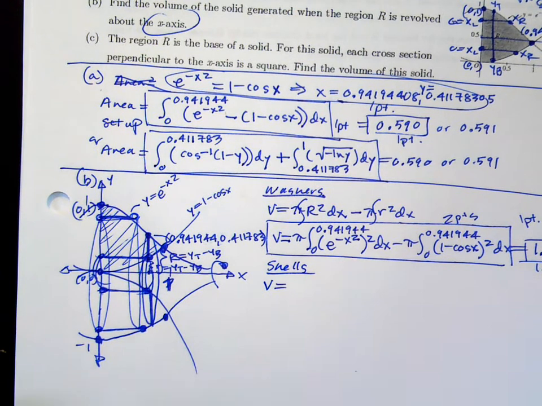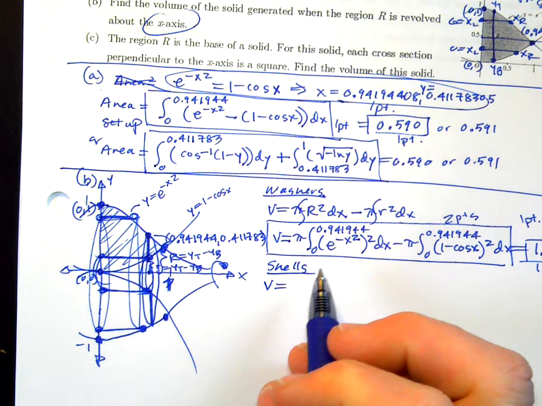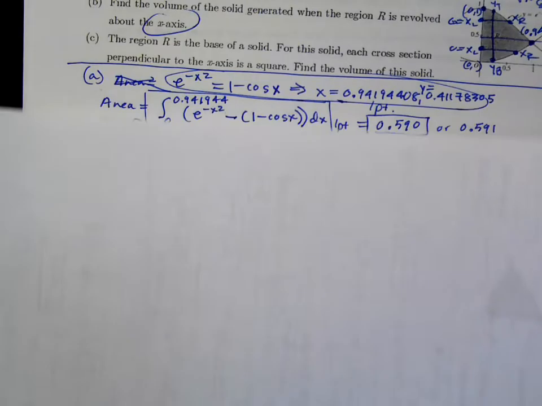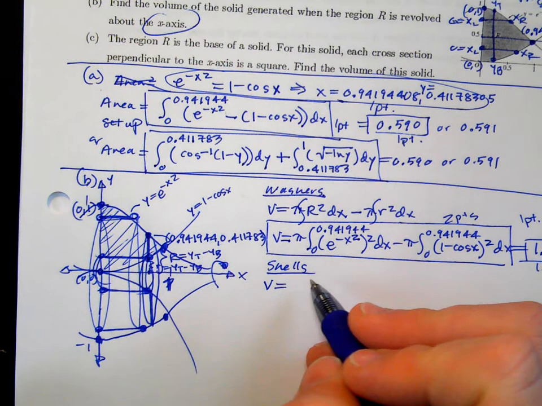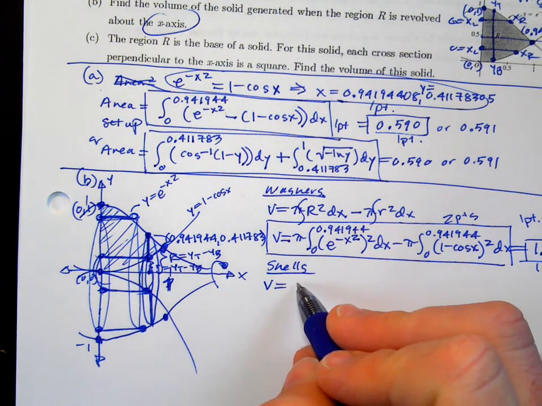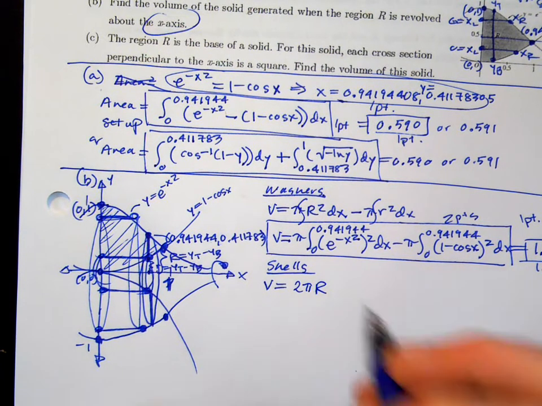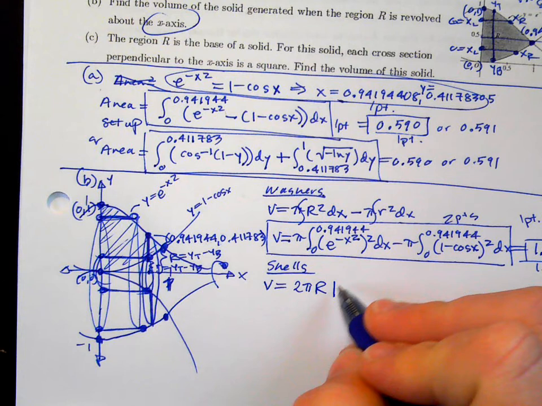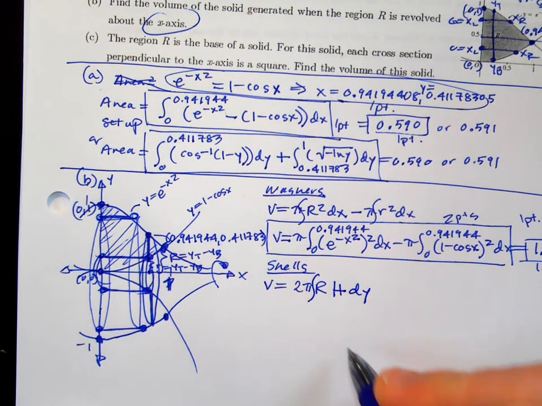But with shells, the volume of a shell, it's like a tube, and you slice it open, and it's a rectangle, right? I mean, just use your paper and be like, okay, here's a tube. This is a shell. And if you slice it open, you get a rectangle. And the area of the rectangle times the thickness is the volume of that slice. The area of the rectangle is 2 pi r, because the top length of the rectangle is the original circumference of the shell, times h, the height of the shell, the height of the rectangle, dy. And then we're going to integrate.